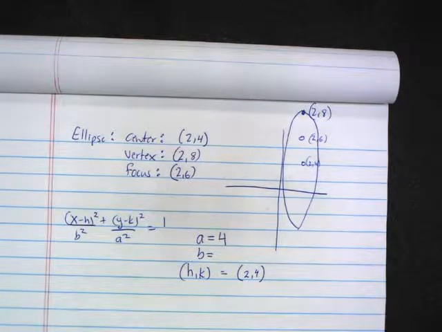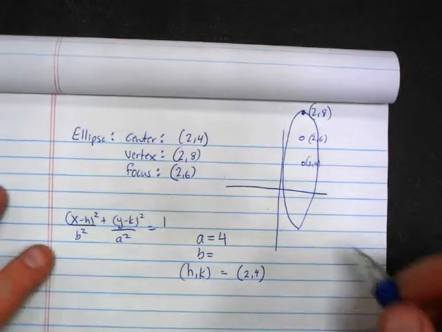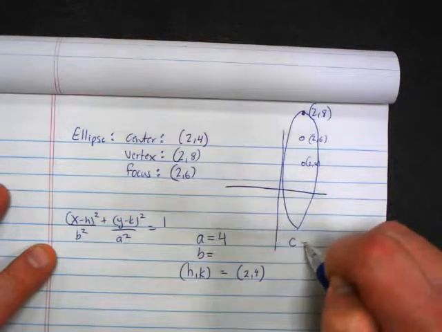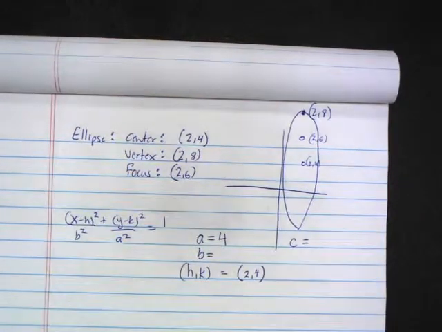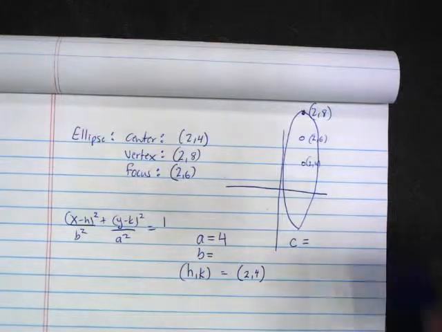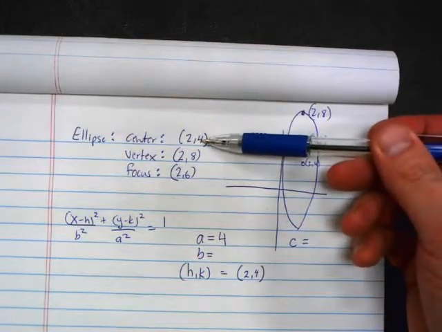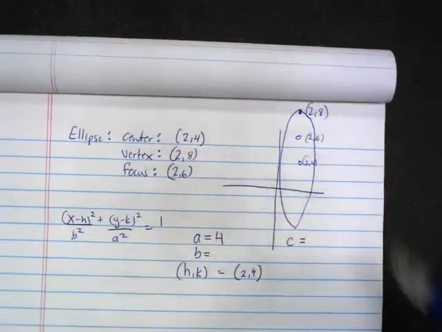I don't think they gave us enough information to directly know B. I think we're going to have to do some work to figure out B. I do think they gave us enough information to figure out C. What's C? Why is C 2? From the center to the focus. It's the distance from the center to the focus. That's a distance of 2.